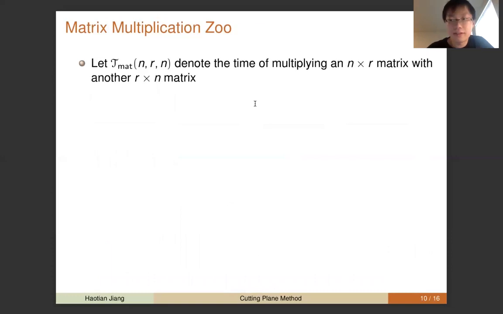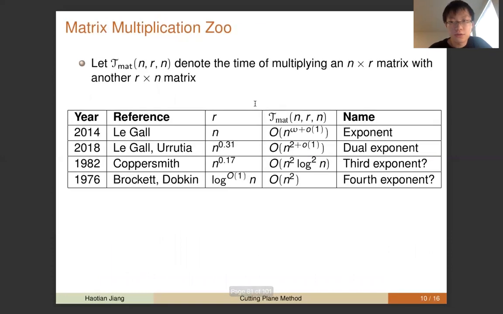So let's briefly talk about matrix multiplication. The first row of this table is the exponent of matrix multiplication. Let's say T_mat(n, r, m) denote the time of multiplying an n by r matrix with another r by m matrix. When r is n, we know the runtime is n to the omega plus little o(1), and this is called the exponent of matrix multiplication.